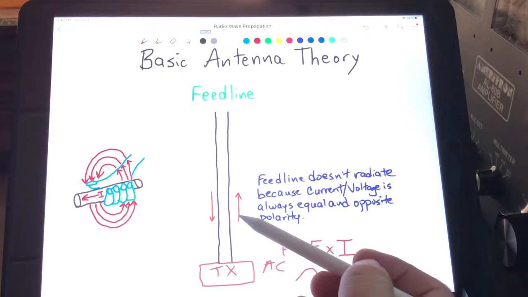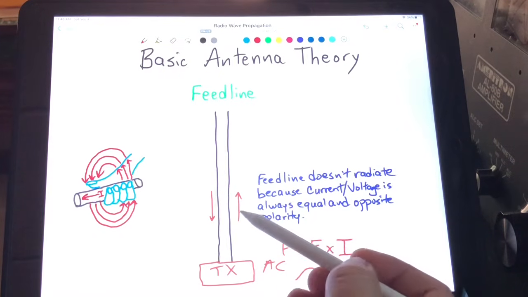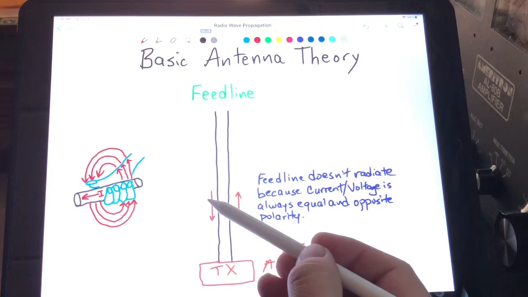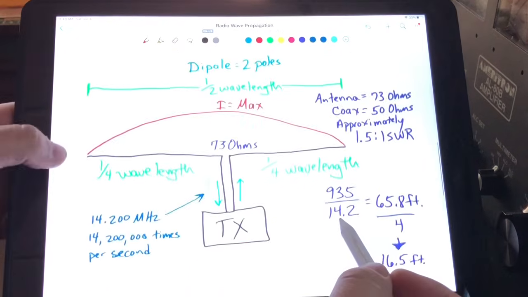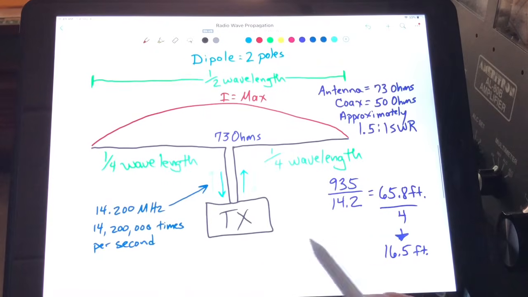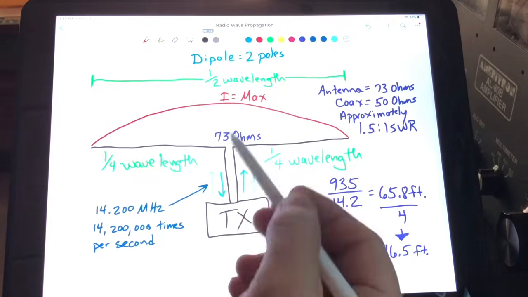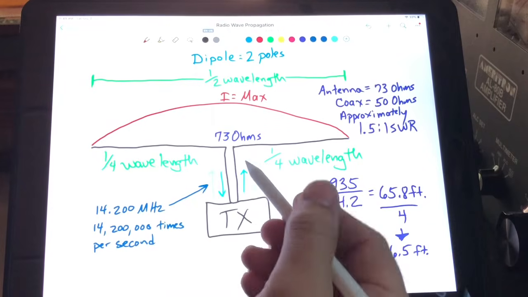Whatever the level of current or voltage is here, it's going to be the opposite over here, and so it cancels out. And we'll talk about the basic antenna. It's called a dipole. 2 poles, 2 wires. Well, how do we get a dipole?